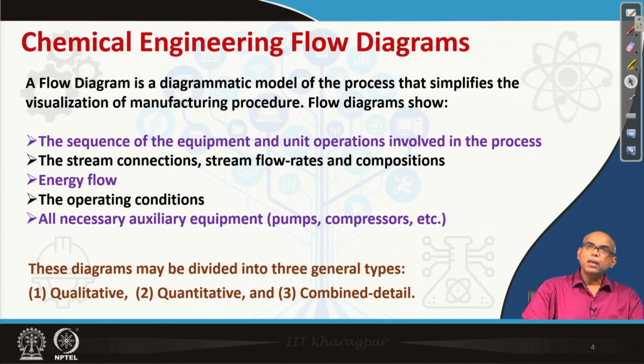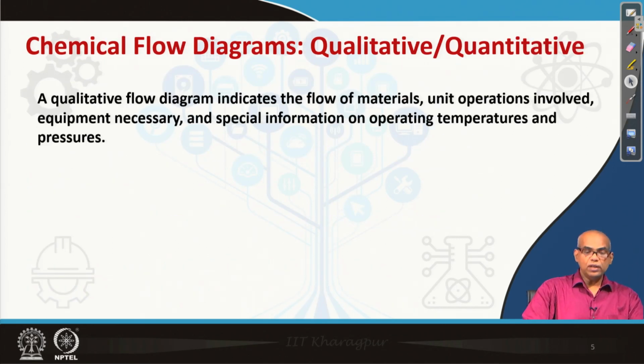Now, depending on whether such diagrams contain qualitative information or quantitative information or both, we can classify these flow diagrams into three general categories: qualitative flow diagrams, quantitative flow diagrams and combined detail. A qualitative flow diagram indicates the flow of materials, unit operations involved, equipment necessary and special information on operating temperatures and pressures.